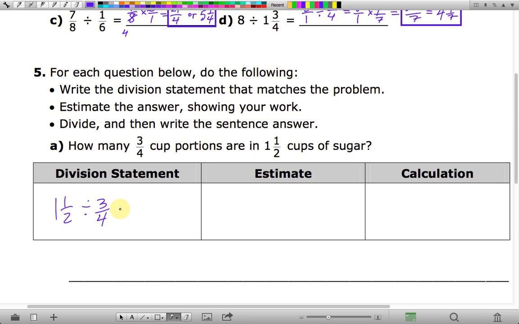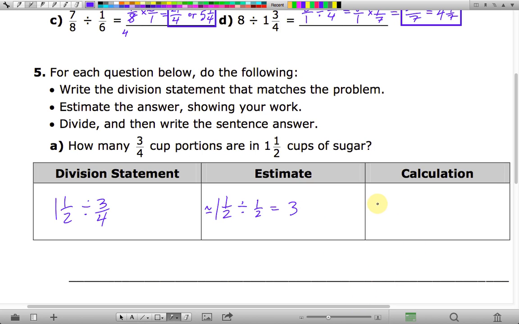To do estimates, generally what we do is we go to the nearest half. So 1 1/2 is on a halfway point. 3/4, you could either go down to a half or up to 1. So either way will do, but let's say we go down to a half and see how many times. So this is the estimate, so it's not exactly equal, it's approximately equal, and we know that a half goes into 1 1/2 3 times. So that's the approximate answer.